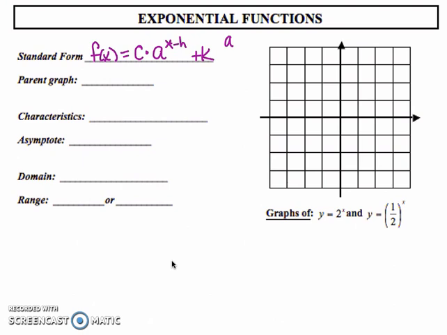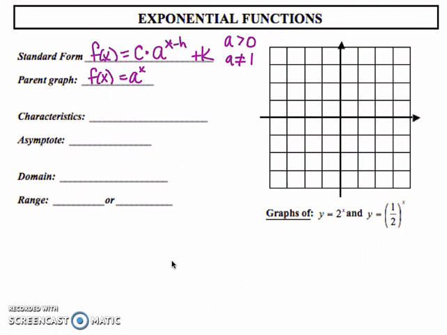Our a value must be greater than 0, and also a does not equal 1, because if a equals 1, we would not see any exponential growth because the base of the exponential part of our function would be 1. 1 to any power is always 1. The parent graph of this, without any shifts, is just f of x equals a to the x power.